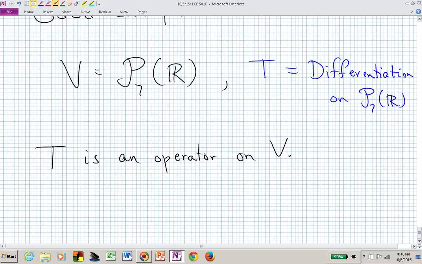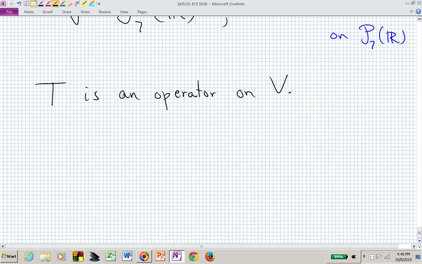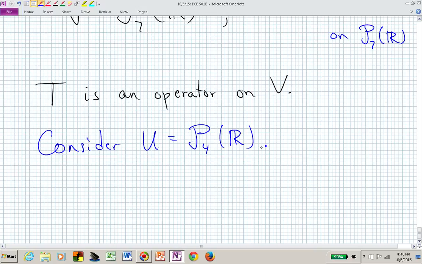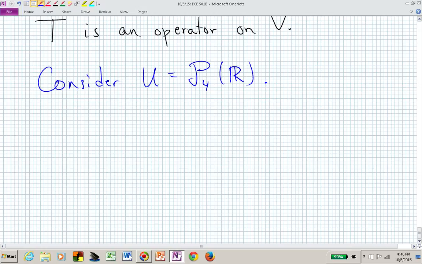On V, now we want to consider a subspace of V. Consider U equal to P sub 4. Is U a subspace of V? Are 4th order polynomials a subspace of 7th order polynomials? Yes. So U is a subspace of V.